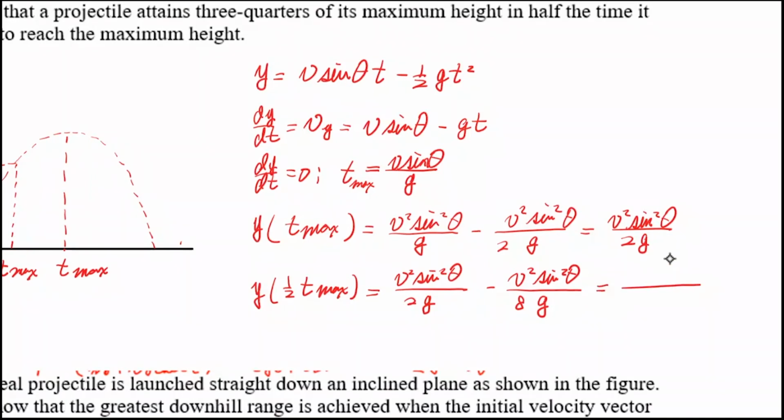I just write it and simplify it, otherwise children might get lost. Common denominators, 8g, children, right? So you multiply this by 4 and multiply this by 4, then you subtract. Good? So 4 minus 1 is 3, v squared sine squared theta. Okay. Then is the question, is this thing 3/4 of that thing? Let's check. So you imagine multiplying 3/4 here, then do you see they are the same thing?